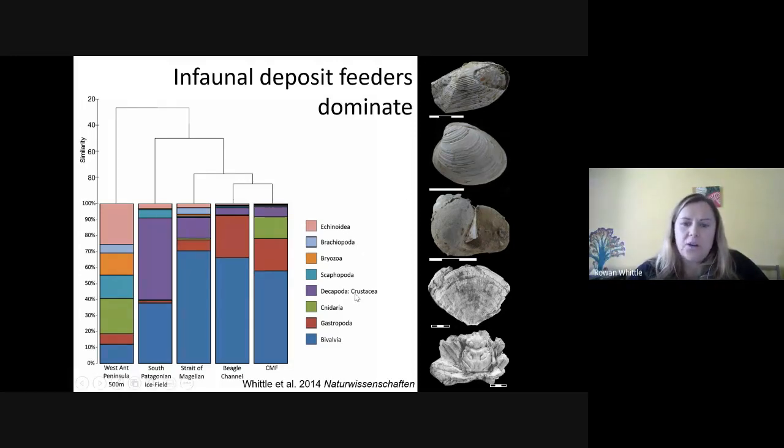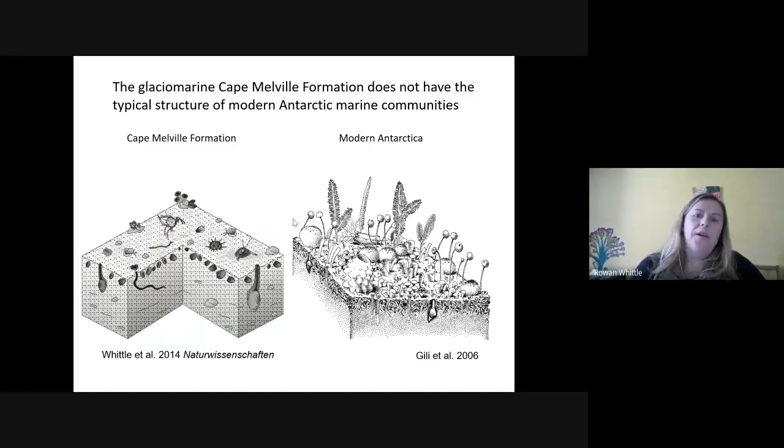We've looked at the basic composition of the community. We've taken out all the soft-bodied animals that wouldn't preserve, and then compared the proportions of the groups to modern communities in South America and Antarctica, just to see what's going on. And the Antarctic one is here, the fossil one, the Cape Melville Formation, and then we have three South American localities here, and then Antarctica here. So as you can see, this fossil community is actually more similar to South America than it is to the modern Antarctic community.